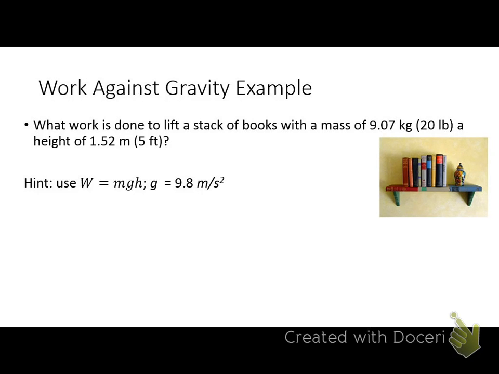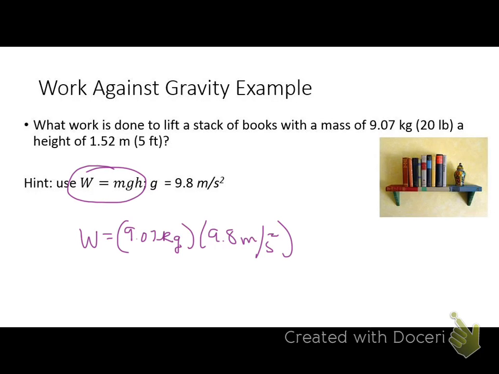So here's how that looks. These formulas, you're going to want to write those on your note card for your unit exam, so you can use them. So work done here, the mass was 9.07 kilograms. The g is that 9.8 meters per second squared, something you're going to want to put on your note card. And the h is the 1.52 meters. Okay. So again, units of work and units of energy are both joules, so we're going to slap a J on this one.